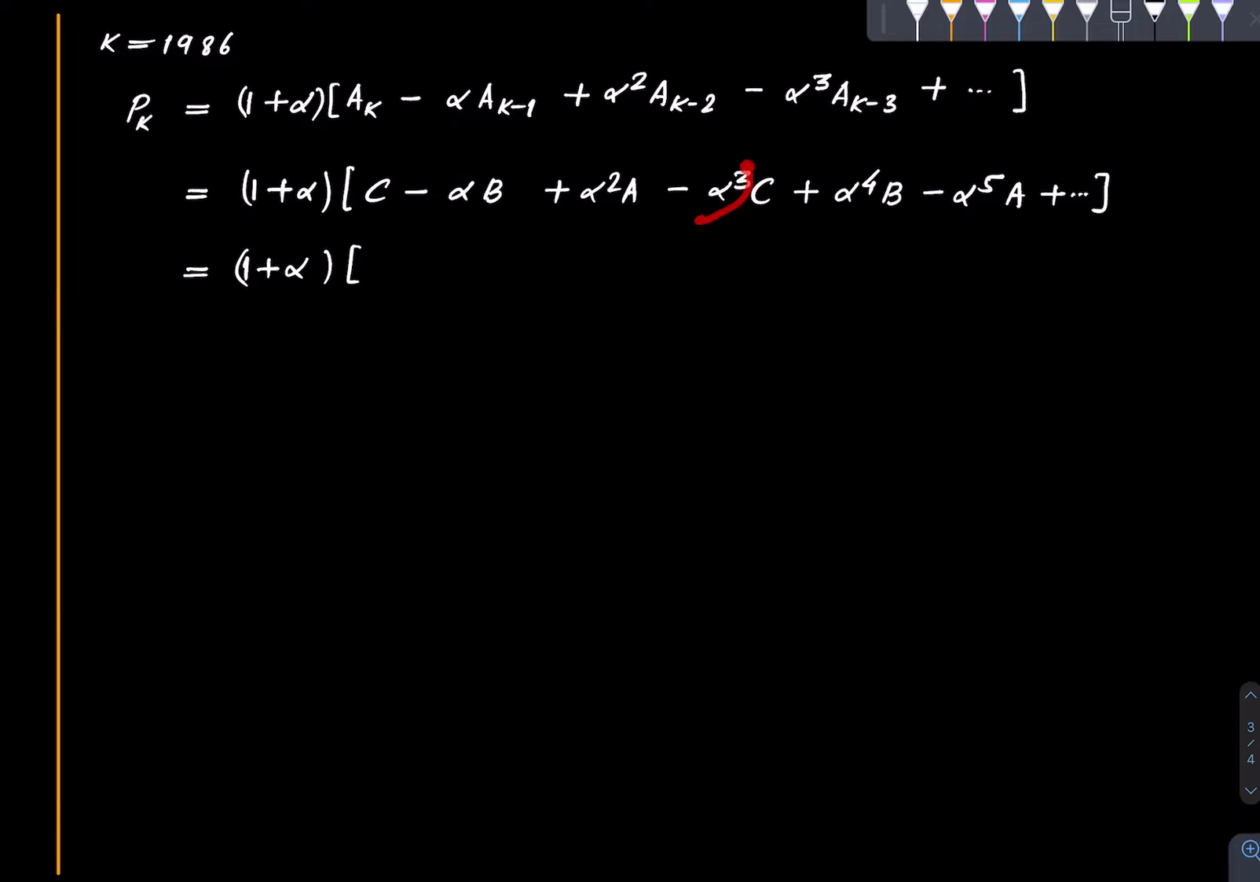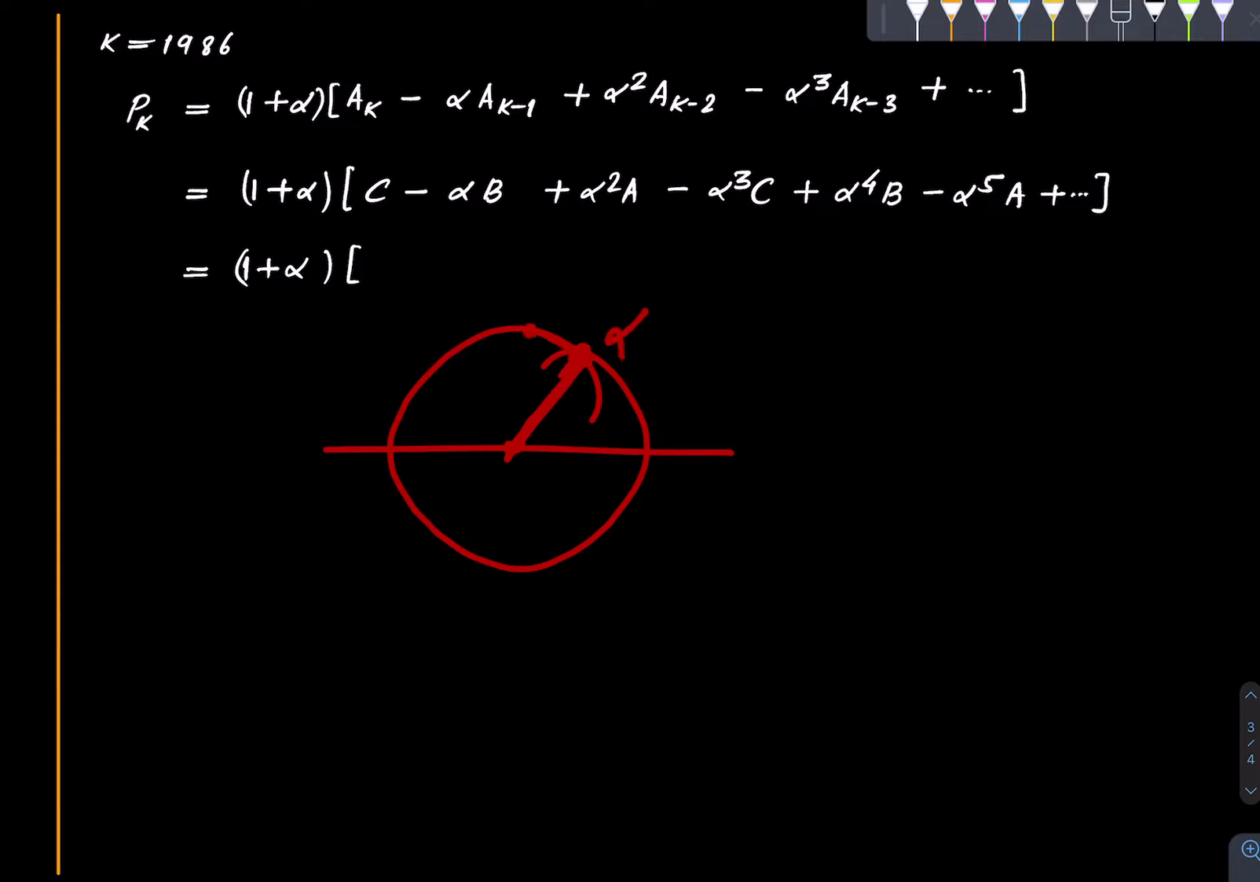What is minus alpha cube? Minus alpha cube is 1. Just compute, or you can see it geometrically. So if this is alpha, what is alpha cube? Alpha cube is minus 1. And if you again multiply with the minus 1, you get 1. So minus alpha cube is 1.